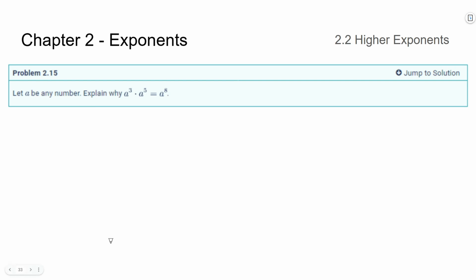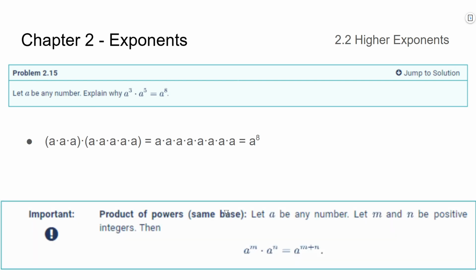Okay, let a be any number. Explain why a cubed times a to the 5th is equal to a to the 8th. All right, so go ahead and write this out. I probably didn't give enough time to pause there, but hopefully this one isn't too challenging. So let's just write these out.